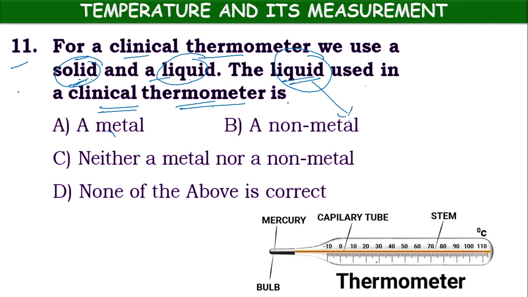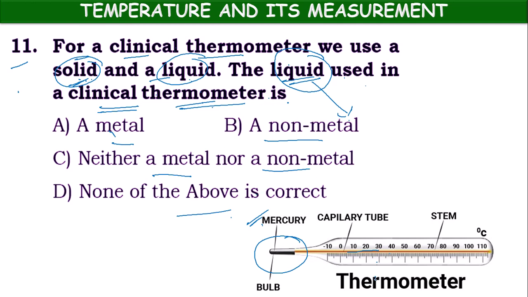So this is the thermometer. Here we will be having this portion with some liquid material which is called mercury. So the liquid used in a clinical thermometer is what? Is it a metal? Is it a non-metal? Neither a metal nor a non-metal? None of the above is correct? We are having 4 options here, children.